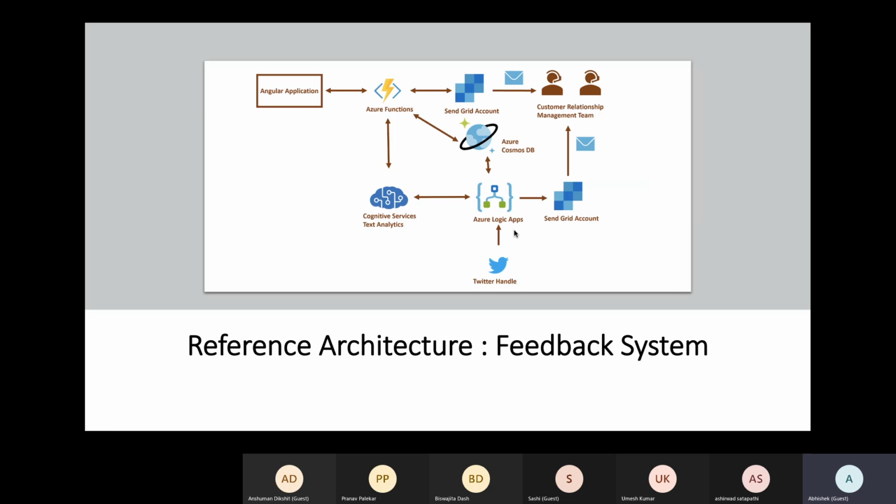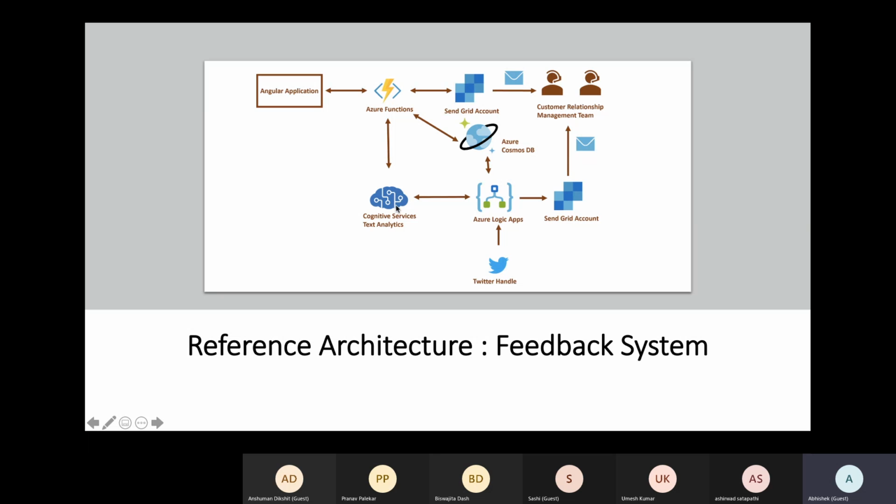Now let me do the feedback system. I told you we can also have a bot giving the feedback. Also, it can monitor the feedback from a Twitter handle. Correct, there are two routes to it. Suppose you have a bot, or you get some feedback from the feedback form inside the Angular application. It will trigger the Azure function.